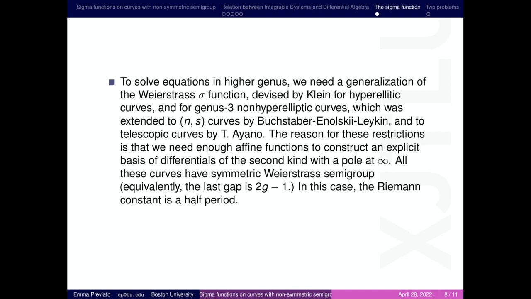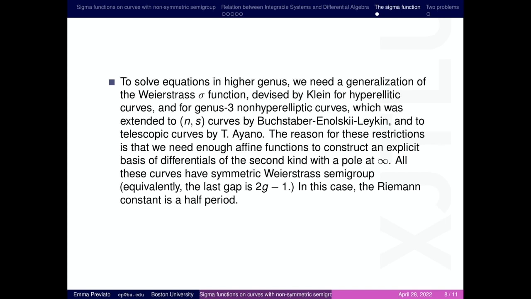In all of these, the N,S curves and the telescopic, for some reason, they have a symmetric Weierstrass semigroup. So this point at infinity has the important property that 2g minus 2 is a canonical divisor. And equivalently, the last Weierstrass gap is 2g minus 1.